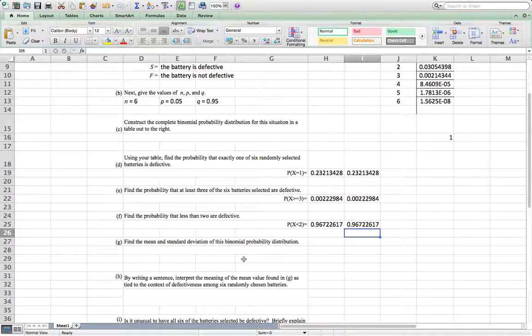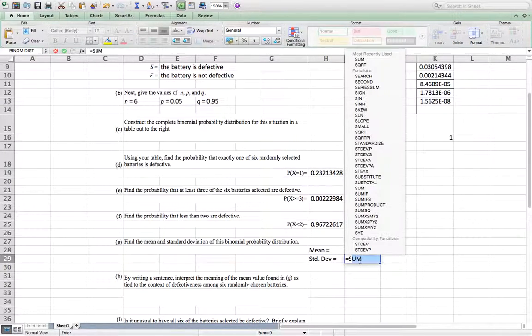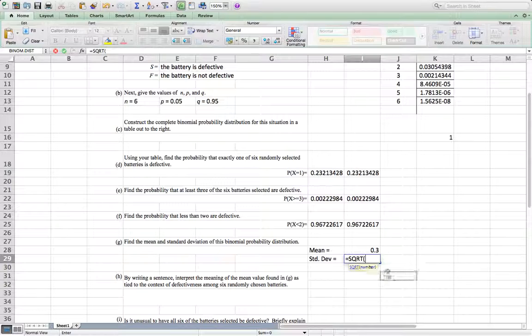Now, find the mean and the standard deviation of the binomial distribution. The mean equals n multiplied by p. So your n is 6, your p is 0.05. Then your standard deviation equals the square root of n, which is 6, multiplied by p, 0.05, multiplied by q, 0.95. So that's your standard deviation.